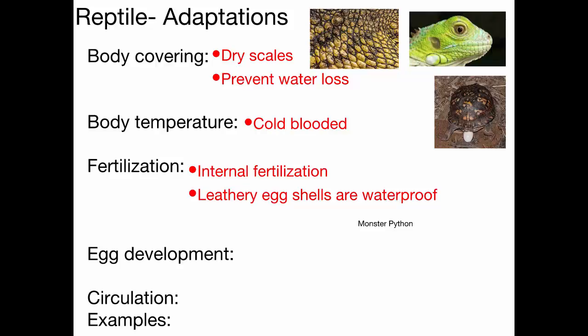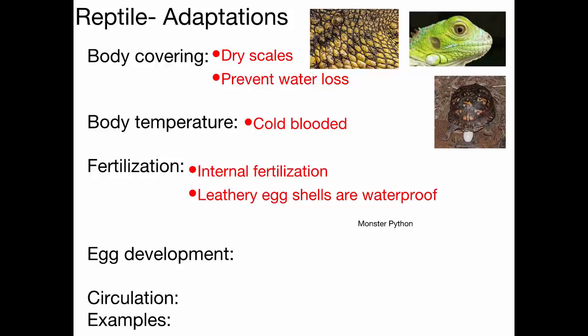So what that means is the female inside of her body has ovaries which produce eggs. But then to fertilize those eggs, the male deposits sperm cells inside of the female's body. That's internal fertilization. Inside of the female's body, those sperm cells can swim to fertilize the egg. And once an egg is fertilized, in reptiles, a waterproof shell forms around it, and then those eggs are released and laid on land usually.